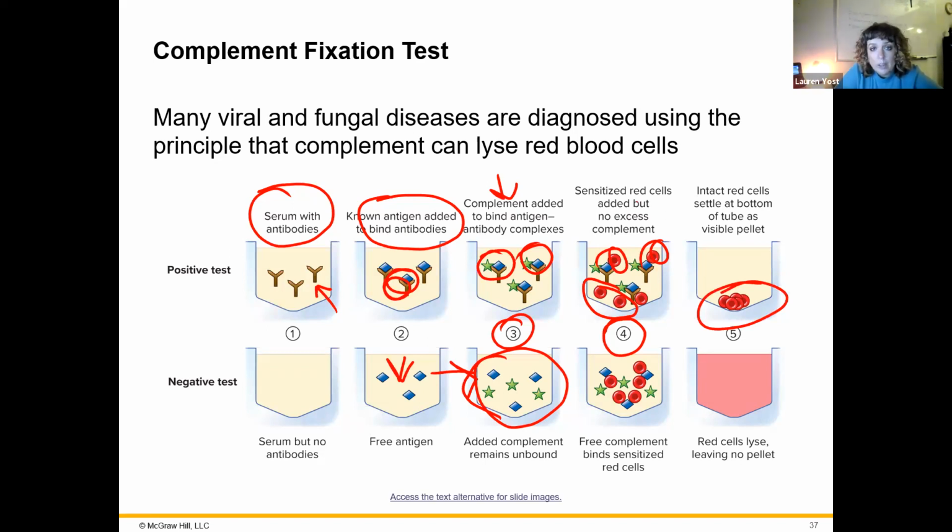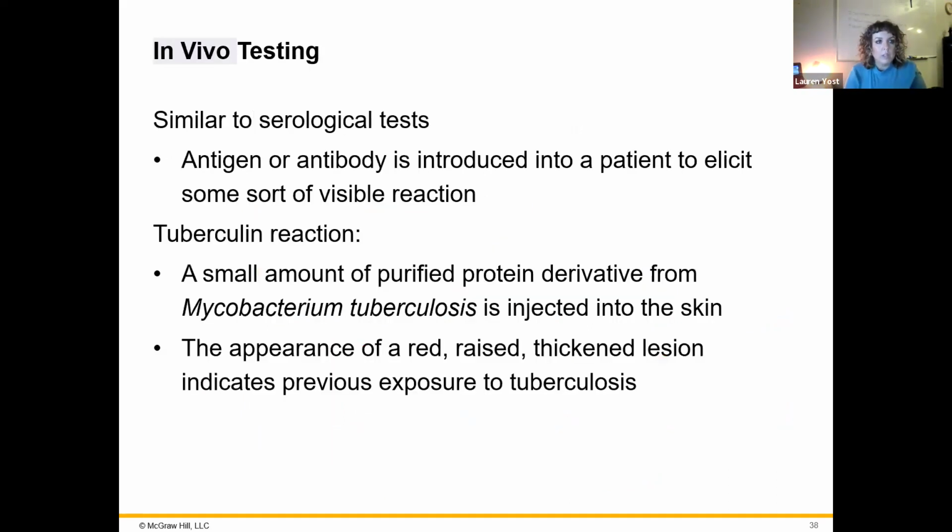However, if there was no antibody to bind up the antigen and the complement proteins, then when we add red cells, no antibody to bind it up down here. So when we add the red cells, they're going to get lysed or broken open. And so there's no pellet in these ones. So that's the idea of how complement fixation can be used to test if you have an antibody against certain diseases that would be associated with complement activation. So viral and fungal diseases, it says, are often associated with that sort of reaction.